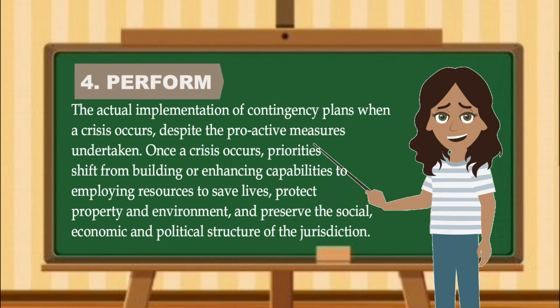Perform is the actual implementation of contingency plans when a crisis occurs, despite the proactive measures undertaken. Once a crisis occurs, priorities shift from building or enhancing capabilities to employing resources to save lives, protect property and environment, and preserve the social, economic, and political structure of the jurisdiction.